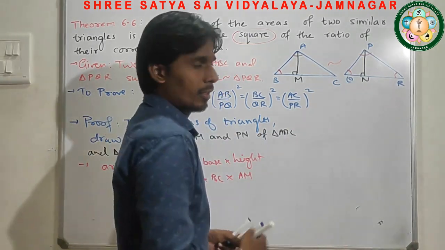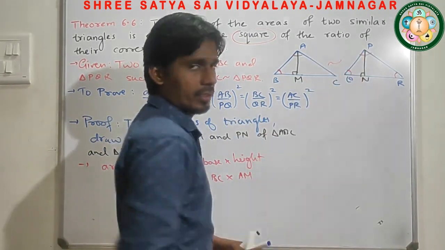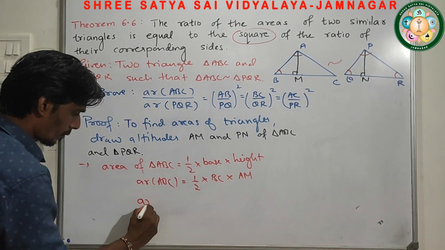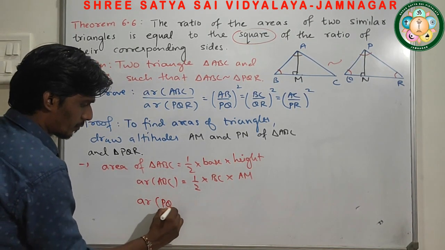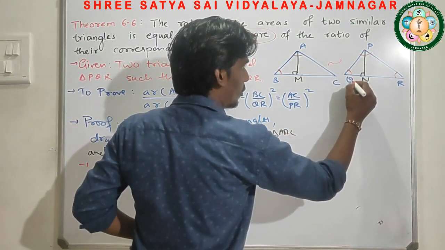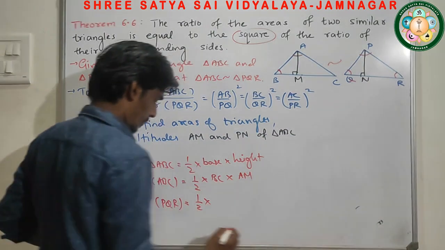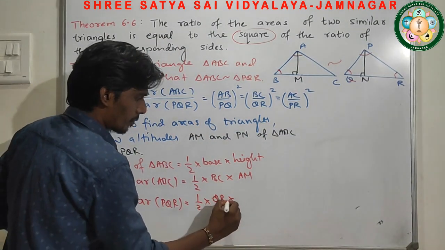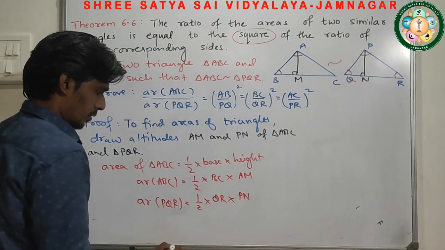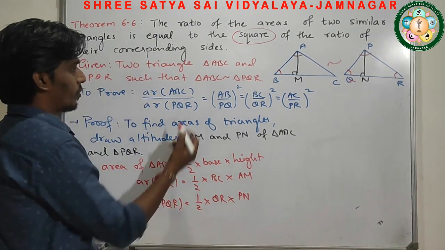Now similarly, area of triangle PQR. What is the base? QR is the base and PN is the altitude. So we're going to write here area of triangle PQR equals half base, we're going to take what? It's QR, and altitude is what? PN. So these are the two areas which I want here.